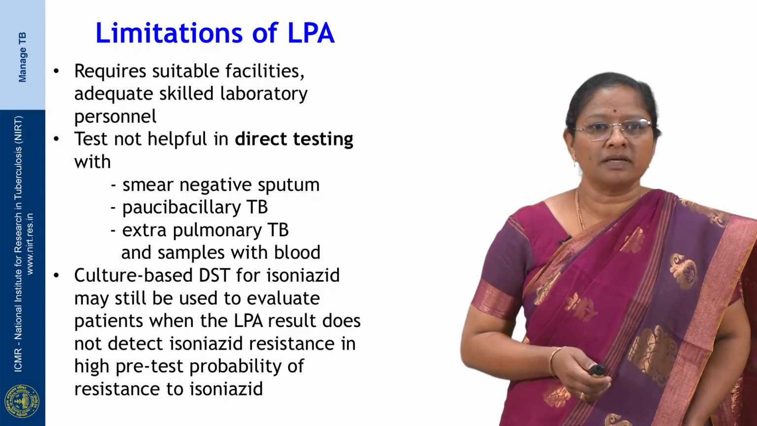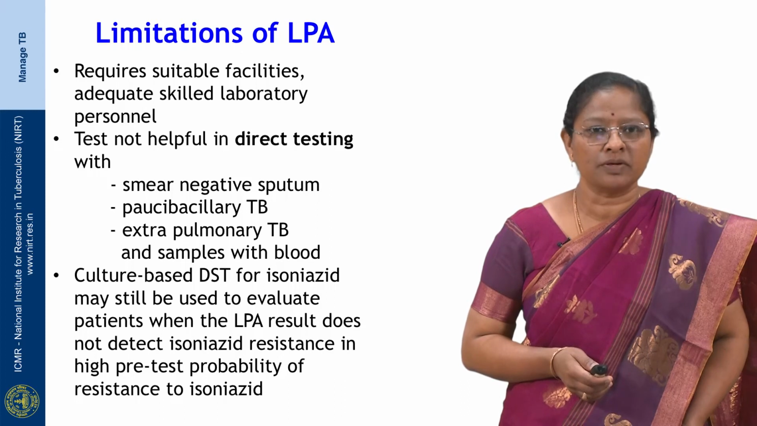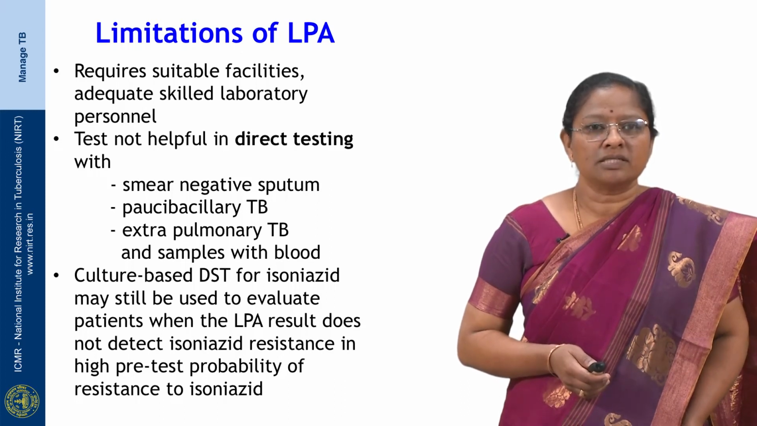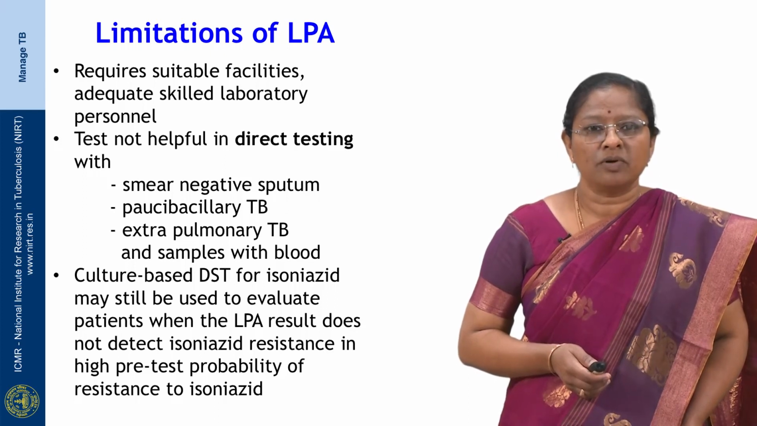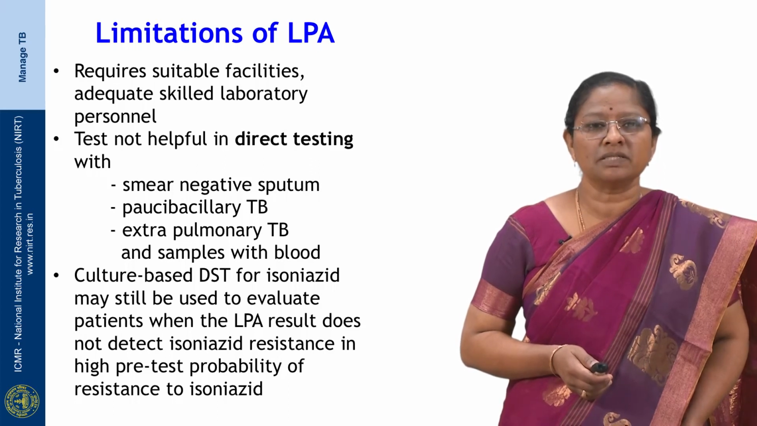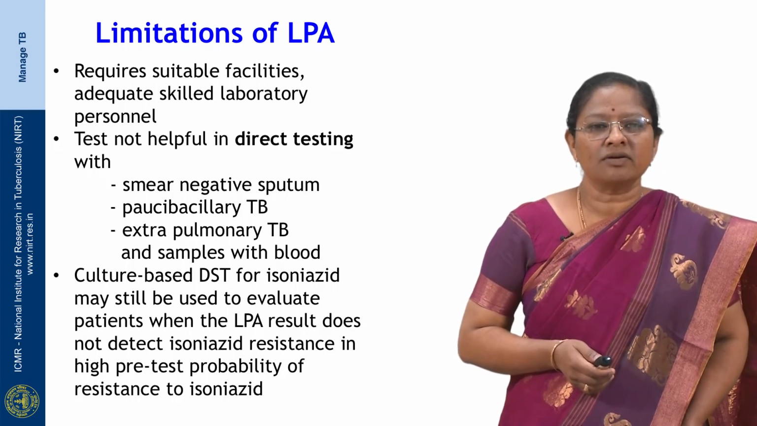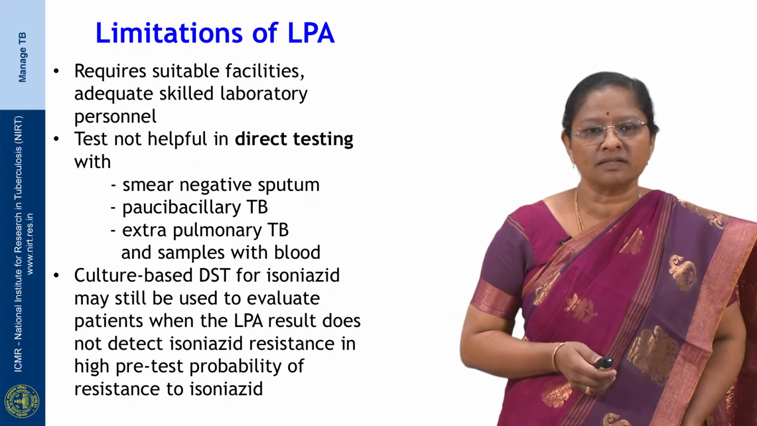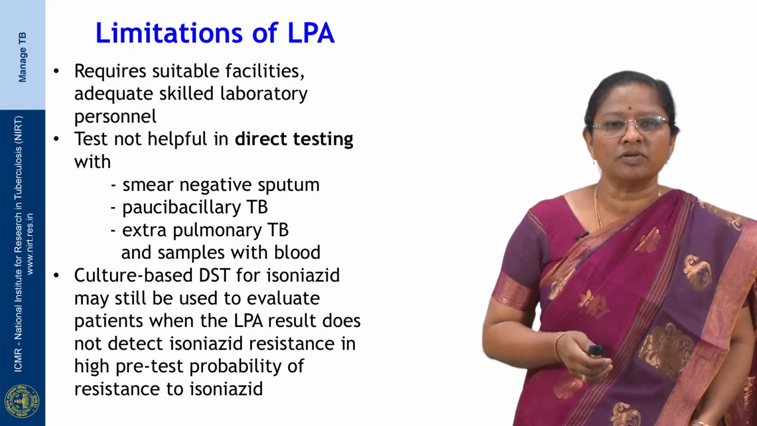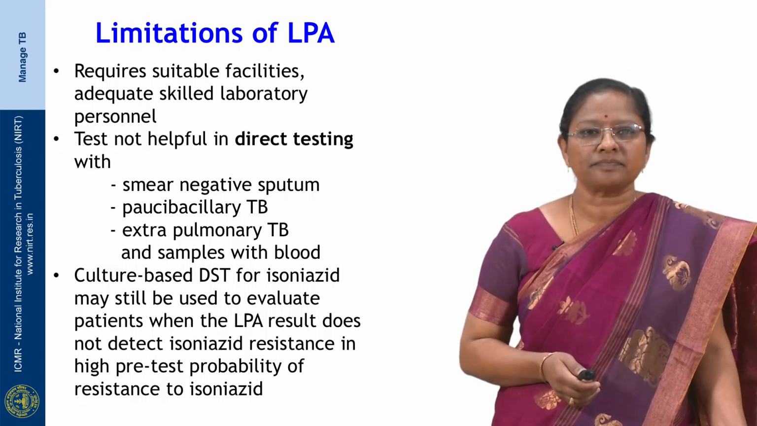The line probe assay requires a suitable laboratory facility with adequate skilled laboratory personnel, and the test is not useful in direct testing with smear negative sputum, the paucibacillary TB cases, in the extrapulmonary TB as well as in samples with blood. So, culture based diagnosis for isoniazid resistance may still be used for evaluating patients when the LPA results are not detecting isoniazid resistance in a high pretest possibility of resistance to isoniazid.